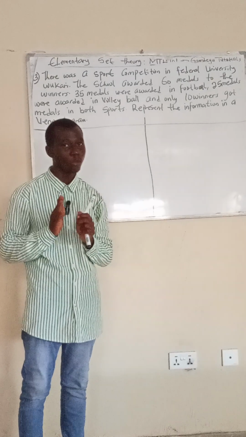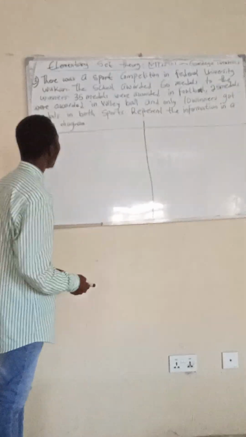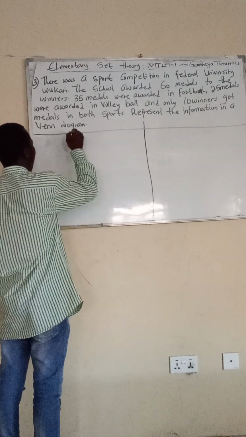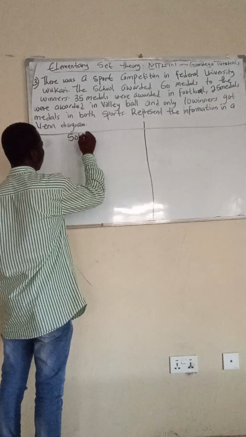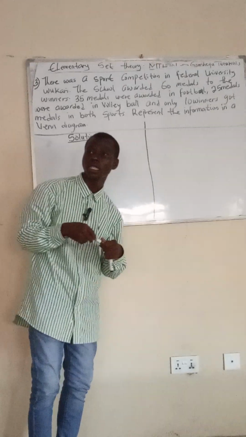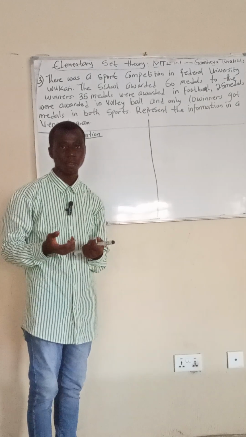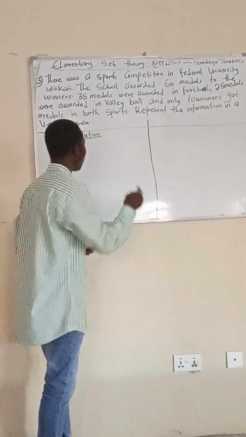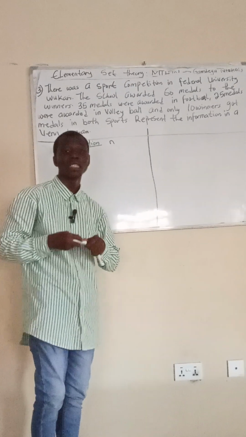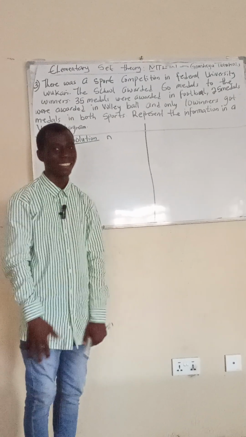Now, please, I would like you to follow me closely. Let's see how we can represent the information we have in this question in a Venn diagram. Let's put up our solution very quickly. In this question, I'll be using some symbols like cardinality, represented by n. The cardinality of a set simply means the total number of elements contained in a certain set.